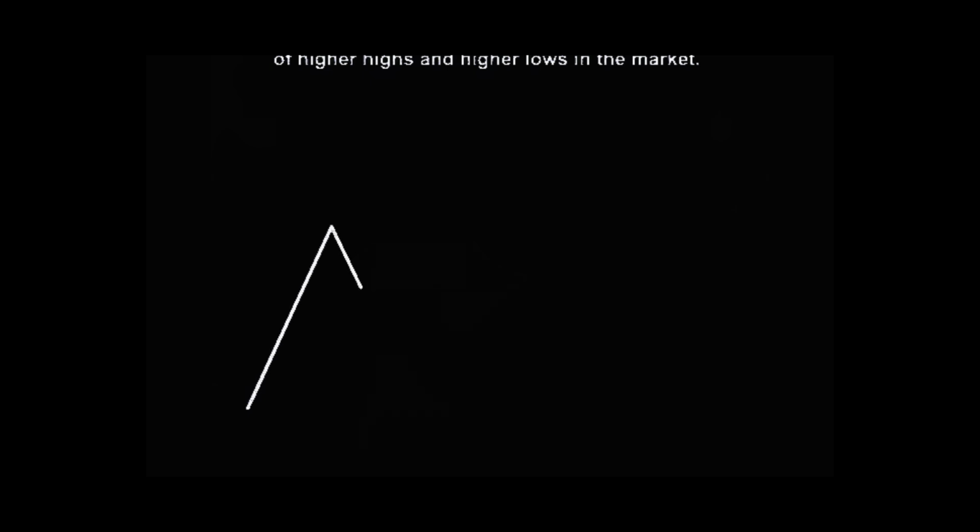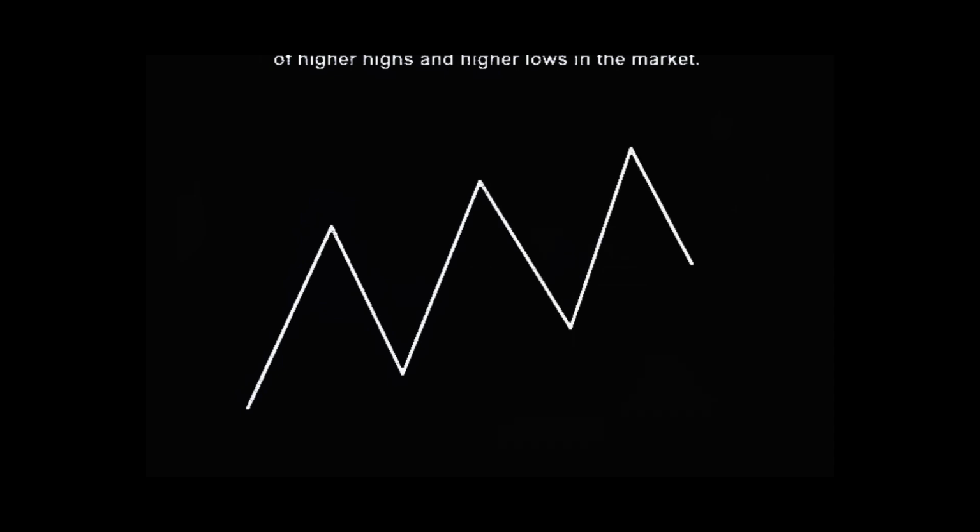A bullish market structure is characterized by a series of higher highs and higher lows in the market. If you observe the price movement here, you can see that it goes up, then down, up again, down again, and then upward, followed by a pullback. This sequence represents an uptrend.